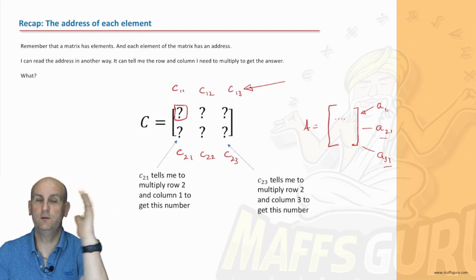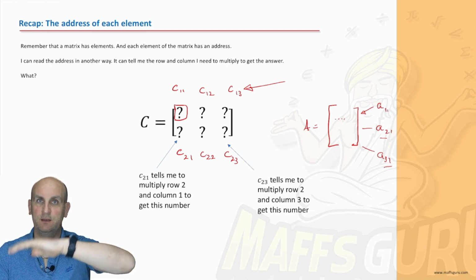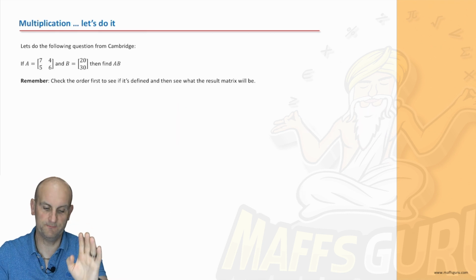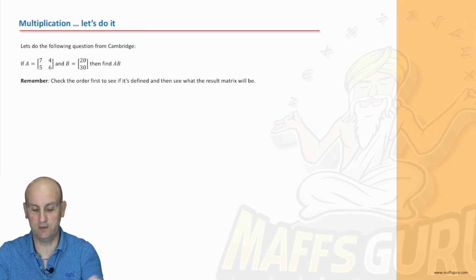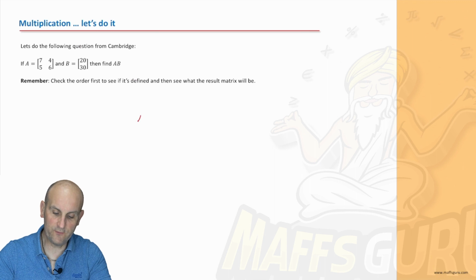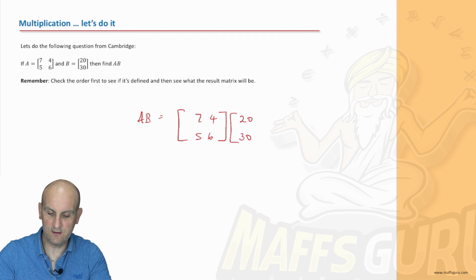And all you're going to do when you multiply matrices is multiply numbers and add them. Right, so let's have a look. I'm going to show you how to do it. I've got a number of examples. So we're going to try and find AB, which is the same as A times B. So 7, 4, 5, 6, multiplied by 20 and 30.